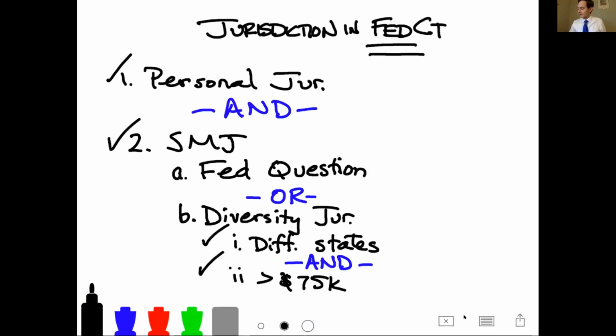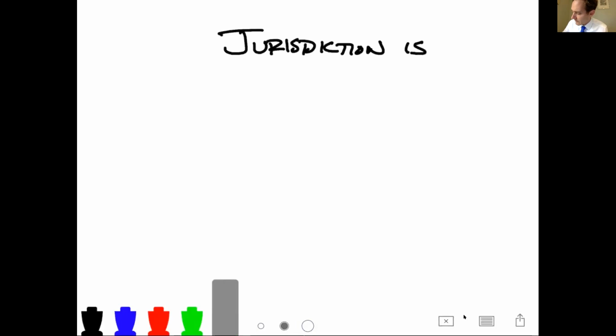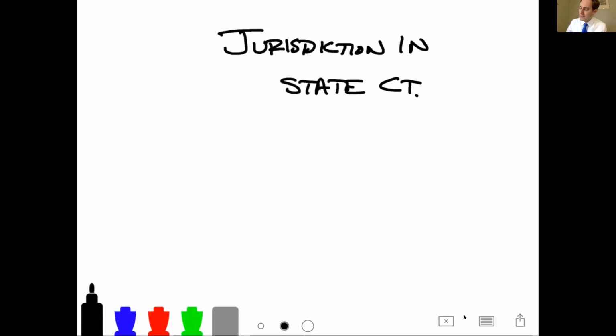In state court, let me show you this. If we're talking about jurisdiction in state court, it's going to be just a little different. Do you still need personal jurisdiction? Yeah, the person needs to have some minimum contact with that state courthouse, for example.